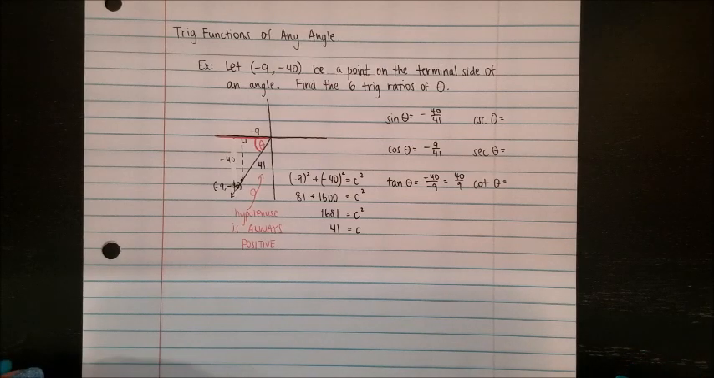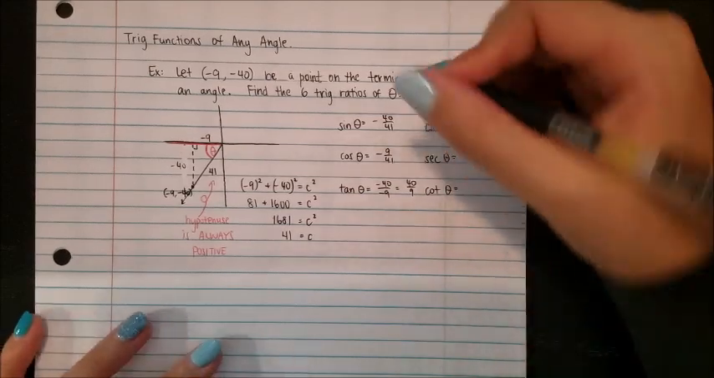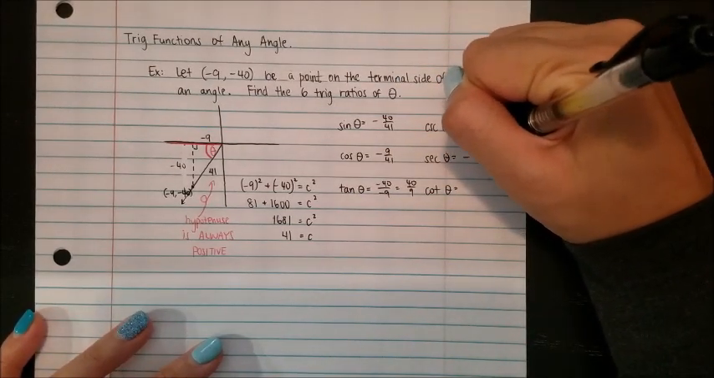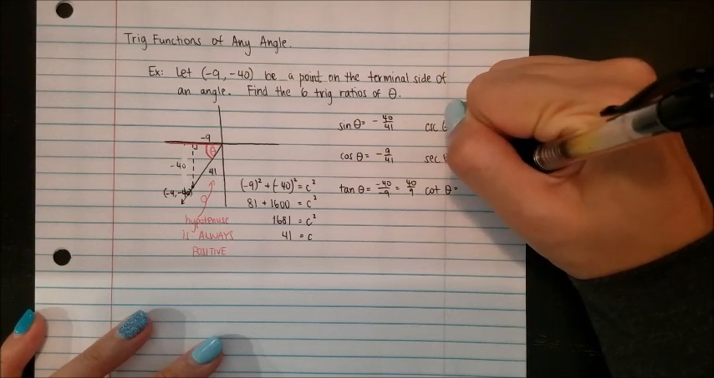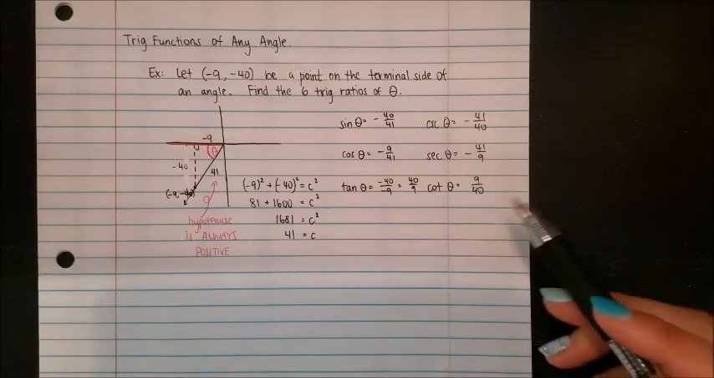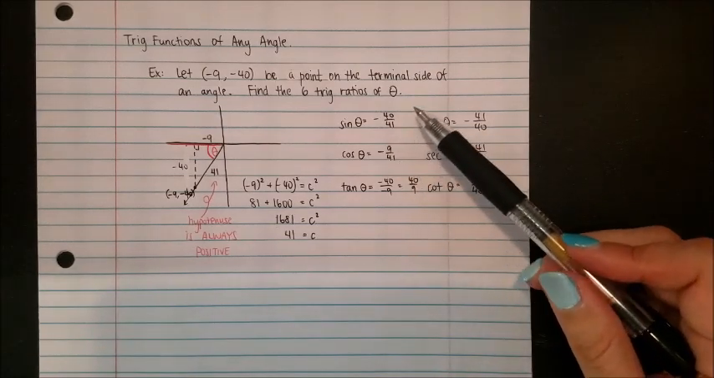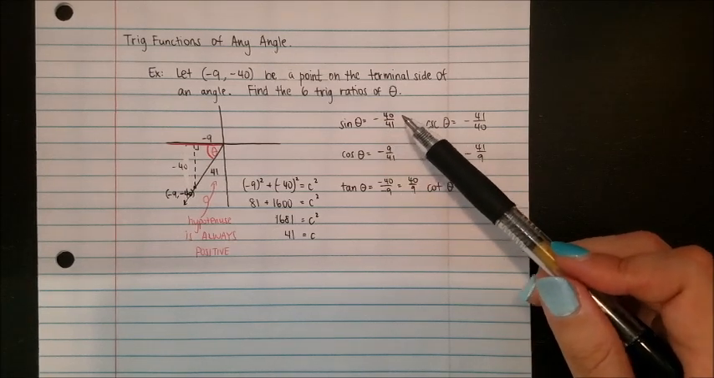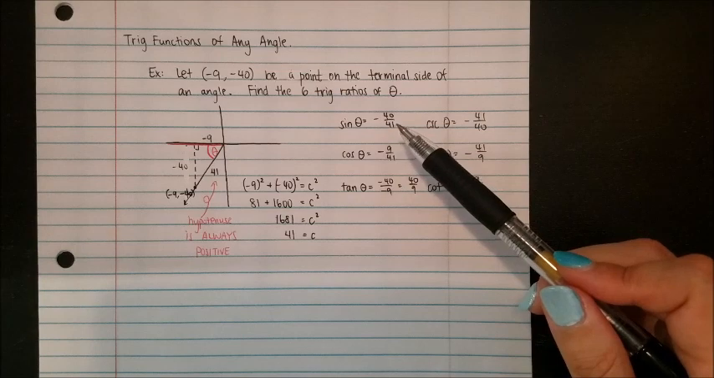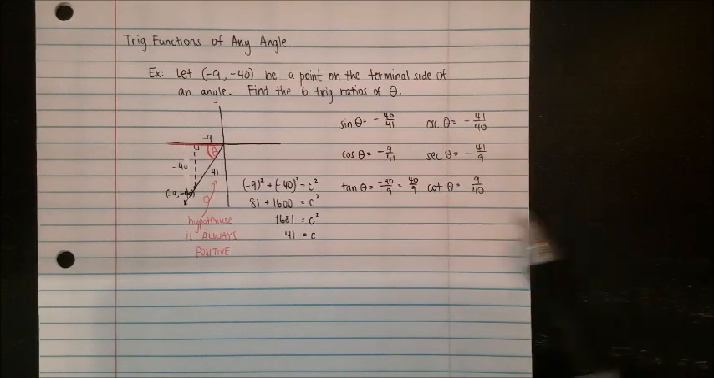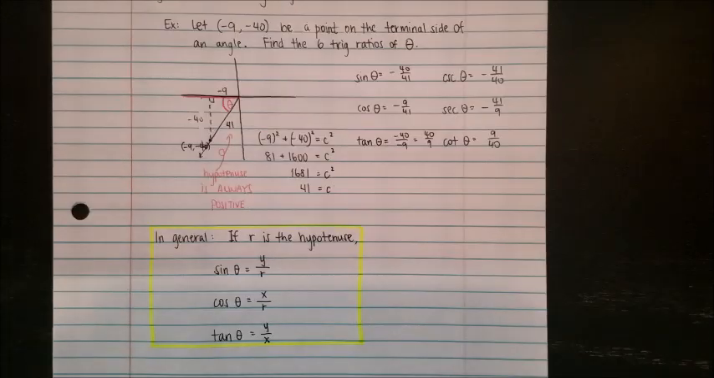And remember, cosecant, secant, and cotangent are just the flipped versions of sine, cosine, and tangent. So cosecant's going to end up being negative 41 over 40. Secant is negative 41 over 9. And cotangent is going to be 9 over 40. And just one thing, whenever you write your trig ratios, this negative sign doesn't matter whether it's on top or bottom, because negative 40 over 41 is the same as the negative being attached to the 41. When you divide as a ratio, you still get the same thing.